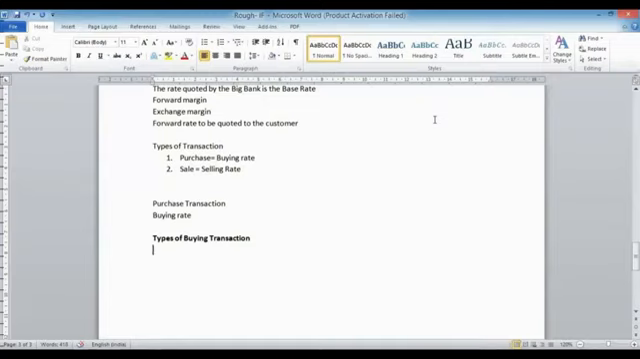I have told you just now that under buying transaction or any type of transaction, you can say buying also or selling also. Under foreign currency, there may be holding of documents, but if the transaction involves holding of documents, then there will be delay in settlement.